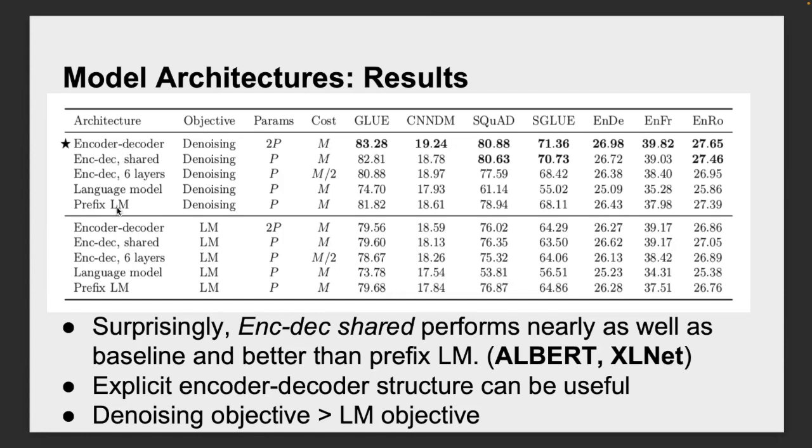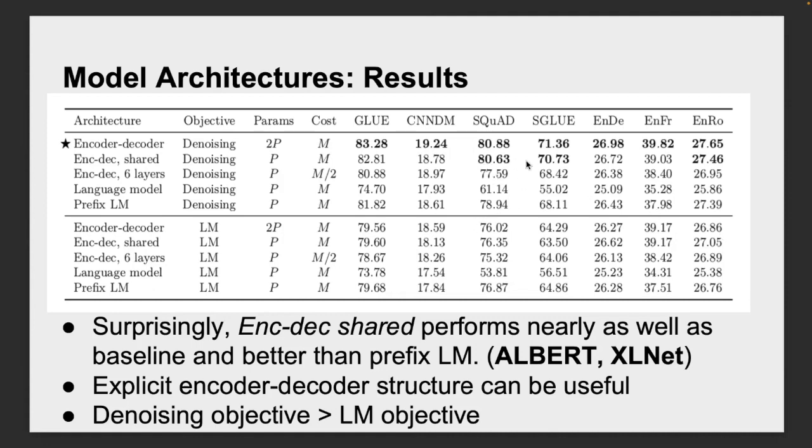They also explore different architectures. For the same encoder decoder, you can share the parameters between the encoder and decoder and thus reduce the parameters by half. You can also reduce the number of layers in your encoder decoder. Basically, you have a smaller model. And also you have your language model, which is a GPT model, and also a prefix GPT model. Here it shows the performance, and it seems like the encoder decoder is still a very strong performer, beating the other architectures here.